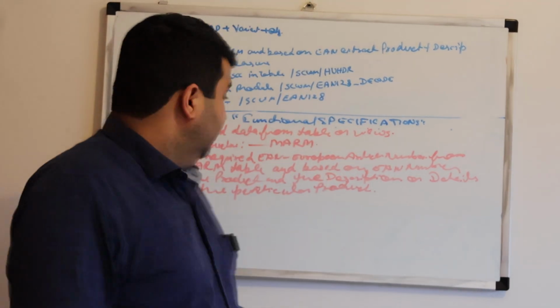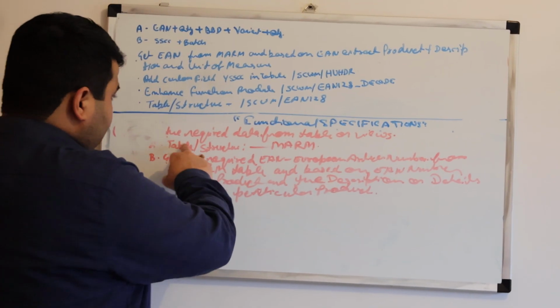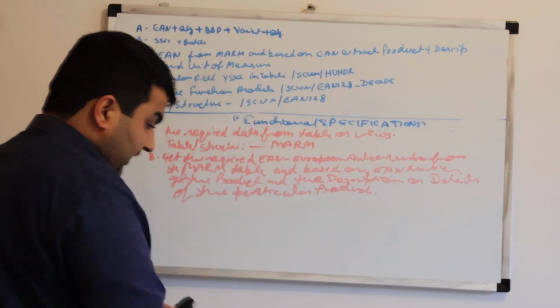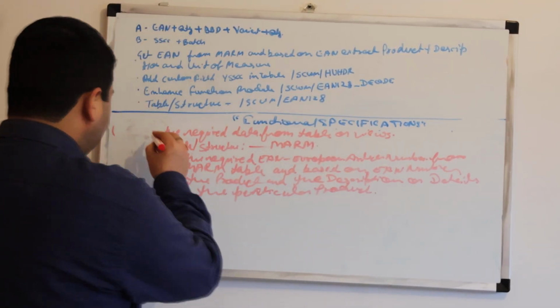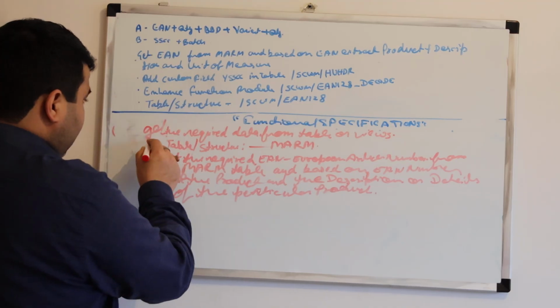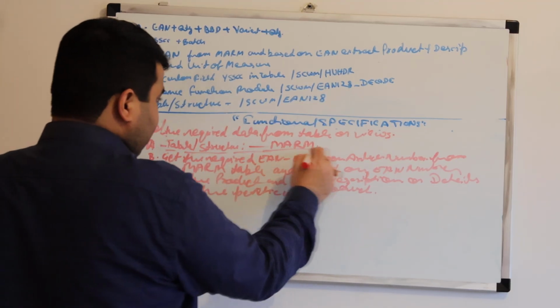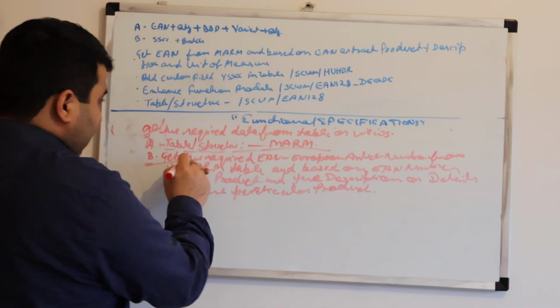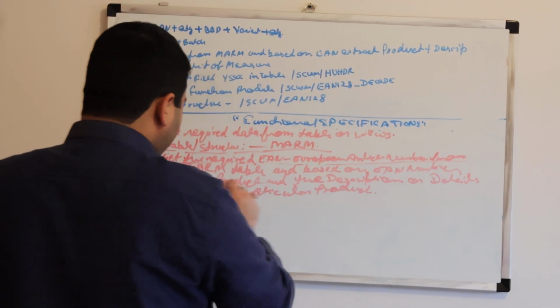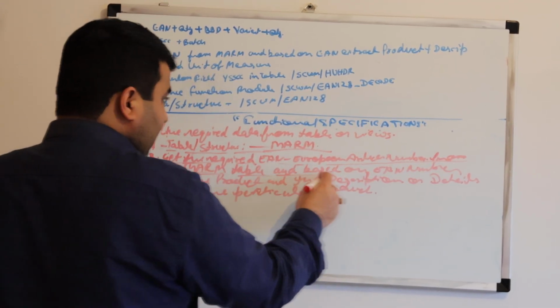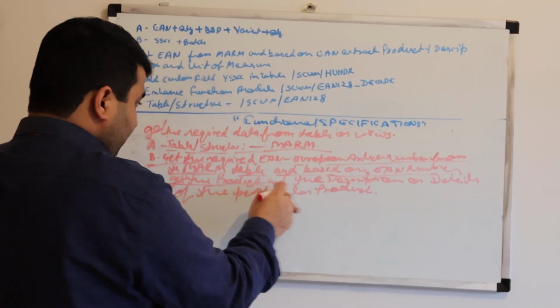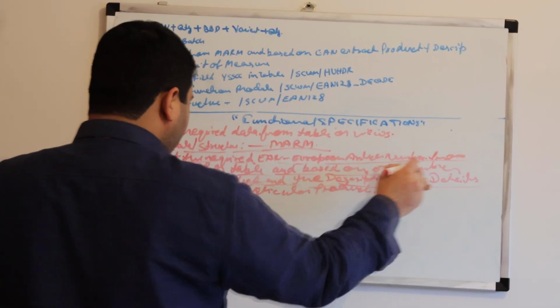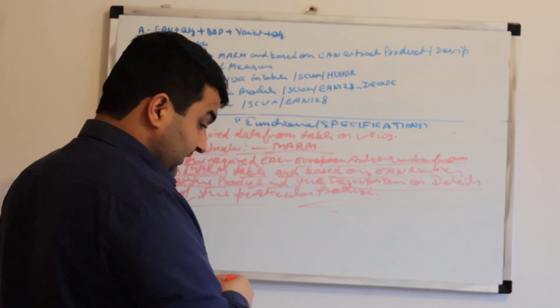In the next point, after saying to get the data from the table or views, get the point table structure MARM. Get the required EAN, European article number, from the MARM table, and based on the EAN number, get the product and the description of the details of the product.